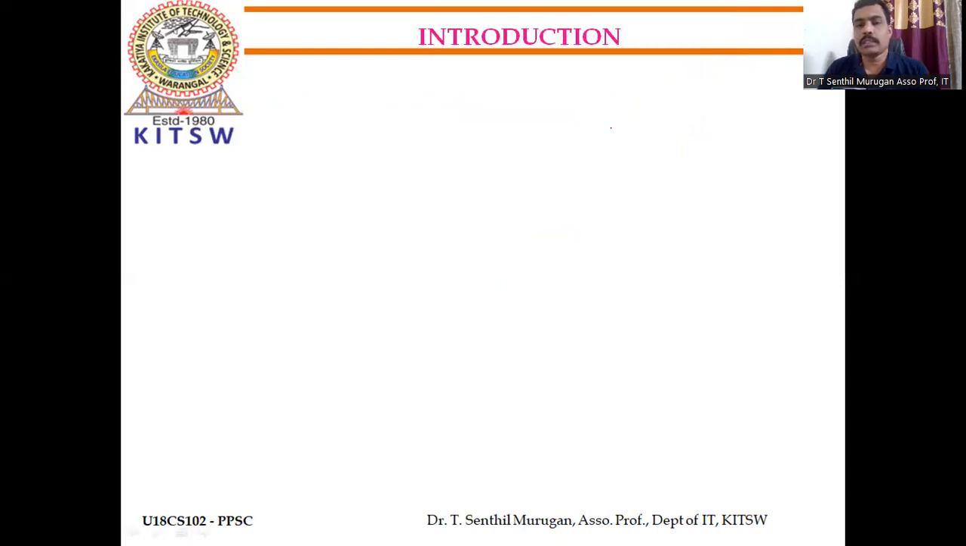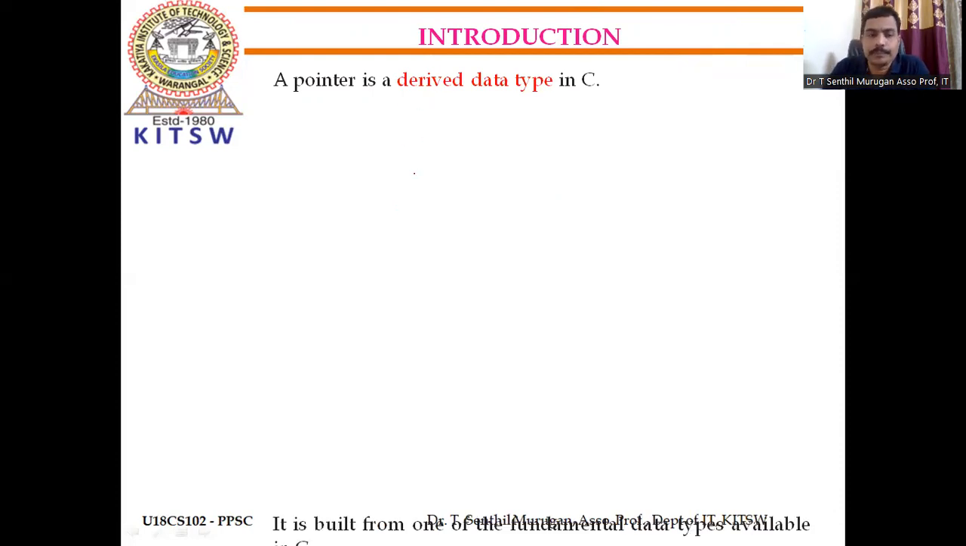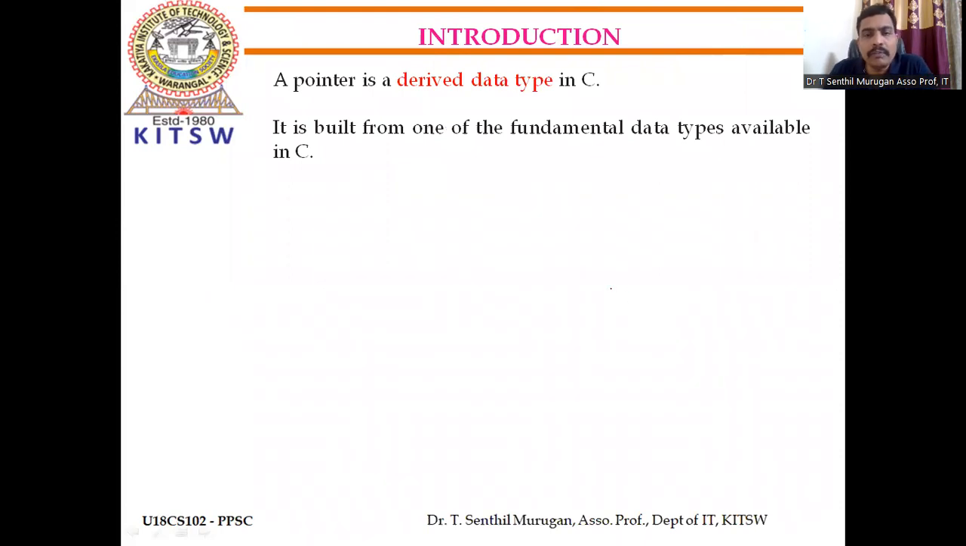So now we are going to discuss pointers. What is a pointer? A pointer is a derived data type. We already discussed arrays as derived data types; a pointer is also a derived data type. It is built from one of the fundamental data types which is available in the C language.